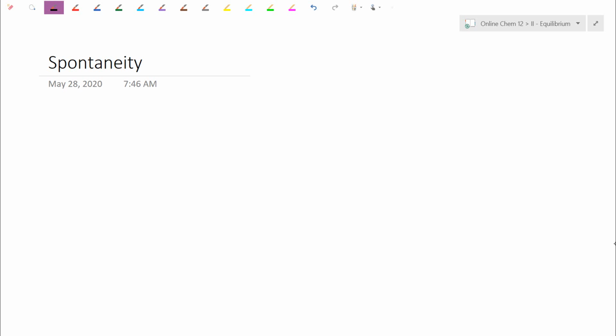Morning, everyone. So today we're going to be looking into our second chapter in Chemistry 12. This is going to be a chapter on dynamic equilibrium. So if you can just start a fresh new page here, Unit 2. We're going to look at equilibrium as a concept.